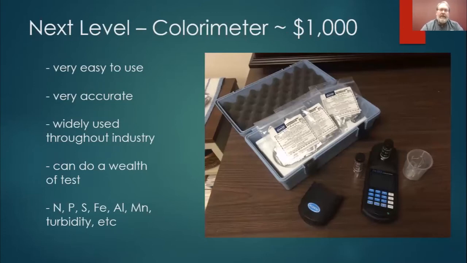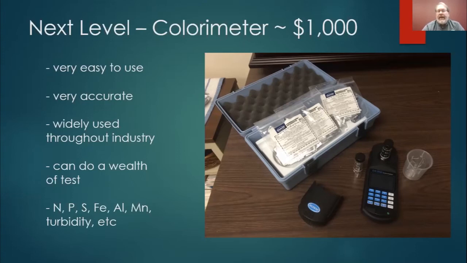Next level would be a colorimeter. Same kit, same manufacturer, but with these, the colorimeter does that analysis for you. So it determines the change in the color, which is then recorded in milligrams per liter usually of whatever you're looking at, whether it's nitrates or phosphates, again, or metals. Colorimeters are great. These pocket colorimeters cost about $1,000, but they can do 80 to 90 different tests.